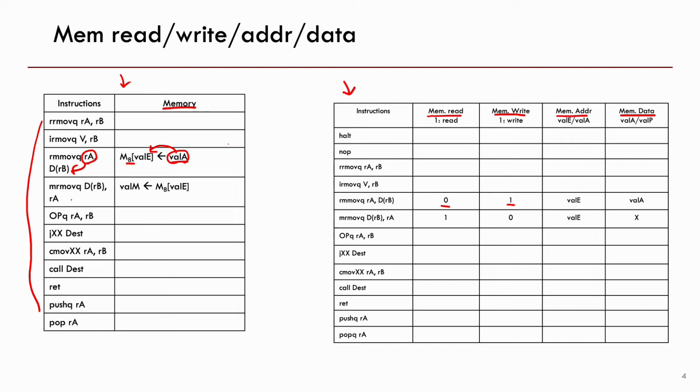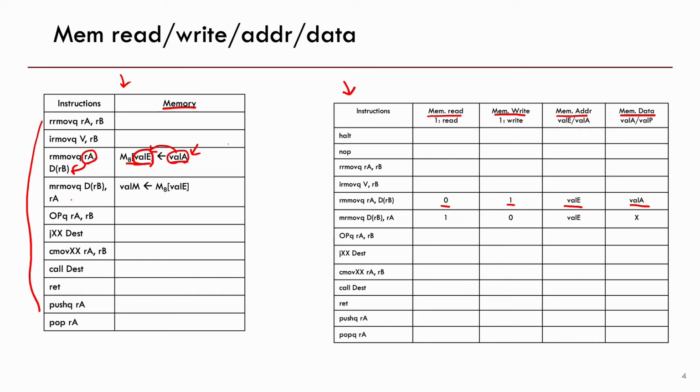And for the memory address, where does it come from? valE, which is the effective address computed by the ALU. So we select valE as the input to the memory address. And the actual data we need to write is in valA, which is from the value of register rA. So we select valA.